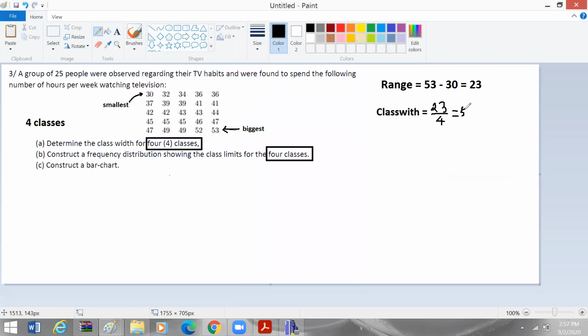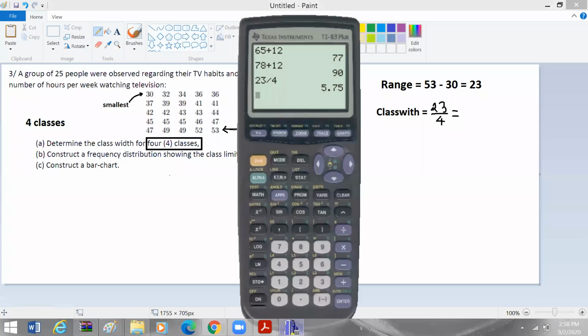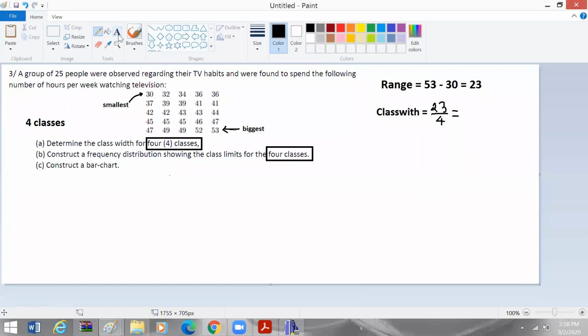How do you get 23? We take the biggest number and subtract the smallest number. That would be the range. So we need to identify what range we have to look at: the person who watches the least, 30 hours, and the most, 53 hours. So that would be the range, 23, the biggest minus the smallest, and after these calculations, I got 5.75, correct?